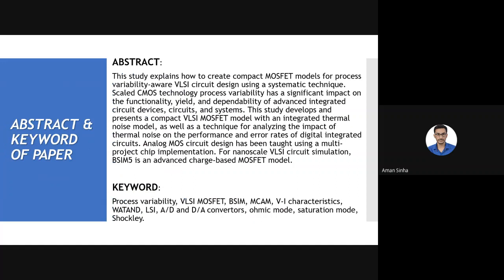First, I would like to explain the abstract, what in this research paper we have researched and how we are going to deal with it. Basically, this whole research paper is about MOS modeling, and we have tried to explain the impact and the compact MOSFET model for process variability and also for the awareness of VLSI circuit design using a systematic design. Using this study, we want to develop and present a compact VLSI model with an integral thermal noise model as well, and this technique would be used for analyzing the impact of thermal noise on the error rate performance of digital circuits.